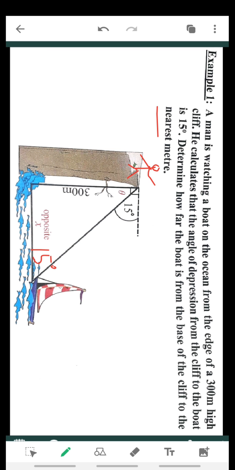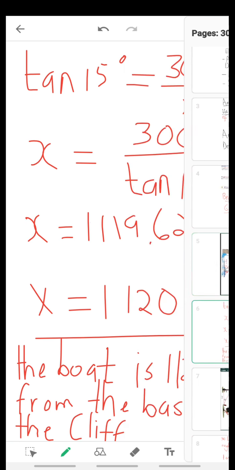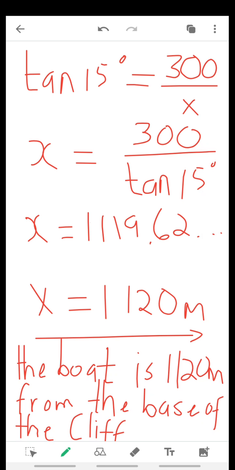Okay, so what trig ratio is that? That is your tan trig ratio. So we are solving for x. Then I said tan 15 degrees equals opposite 300 over adjacent x. Making x the subject of the formula, it will be 300 over tan 15 degrees.